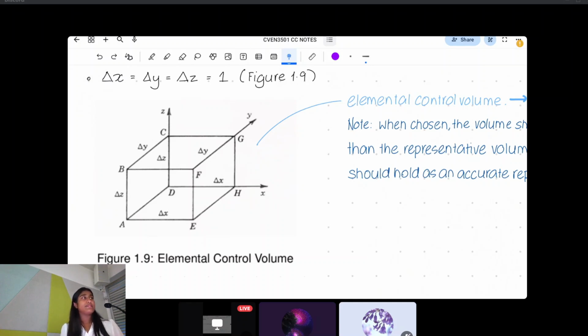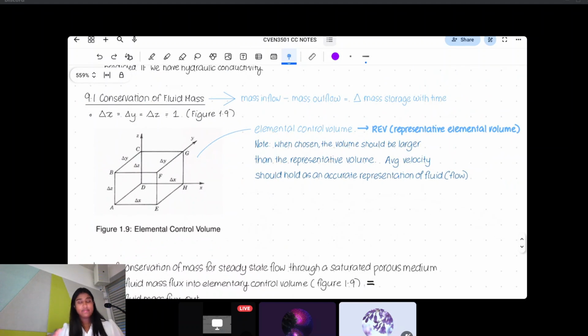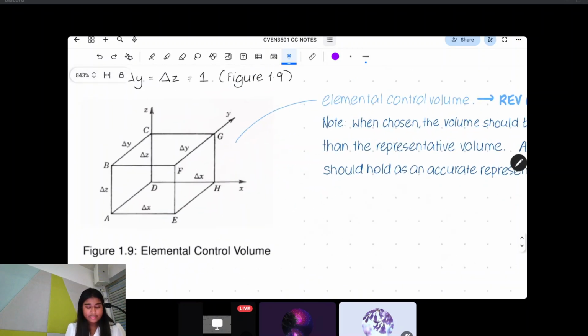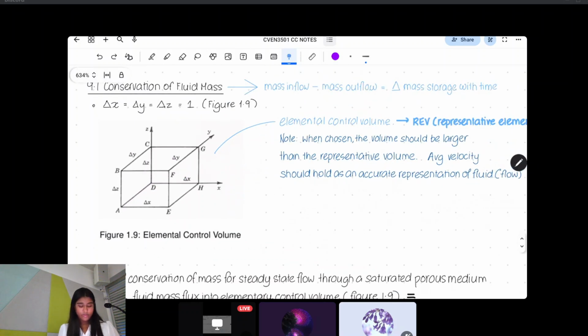That's a term that you would have learned in, I think, a few other courses, probably soils and fluids as well. But when it's chosen, the volume should be larger than the representative volume, so the average velocity should hold as an accurate representation of the fluid, right? Sometimes it's abbreviated to REV, so if you see that in your lecture notes, that's basically what they're referring to: just the hypothetical control volume and the volume of fluid within this cube here. So all of the space in there that's filled. Does that make sense? Okay.